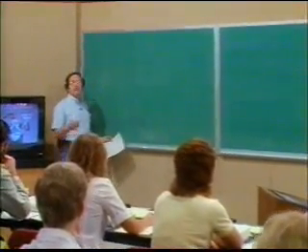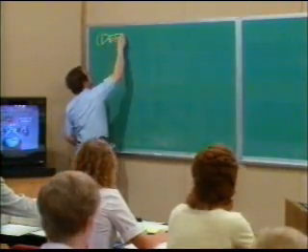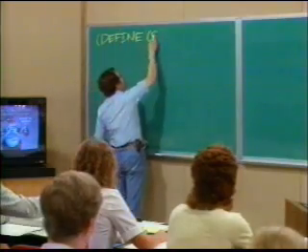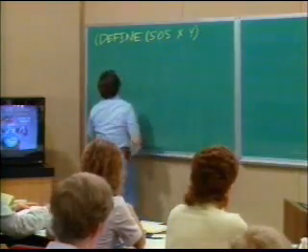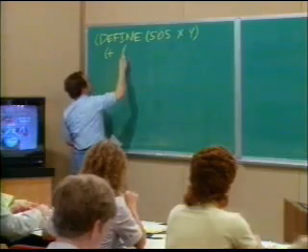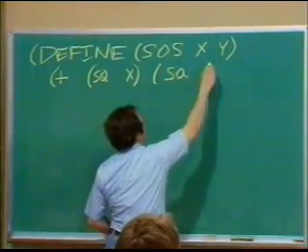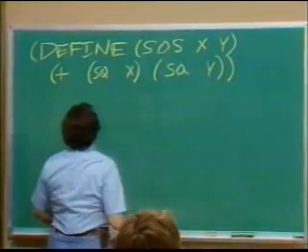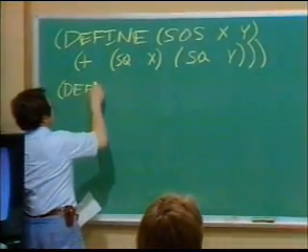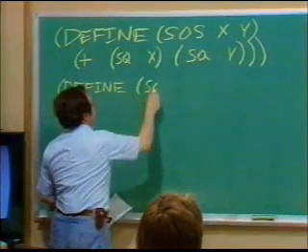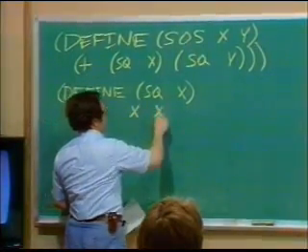This is a program to compute the sum of the squares of two numbers. I will define the sum of the squares of x and y to be the sum of the square of x and the square of y, where the square of x is the product of x and x.